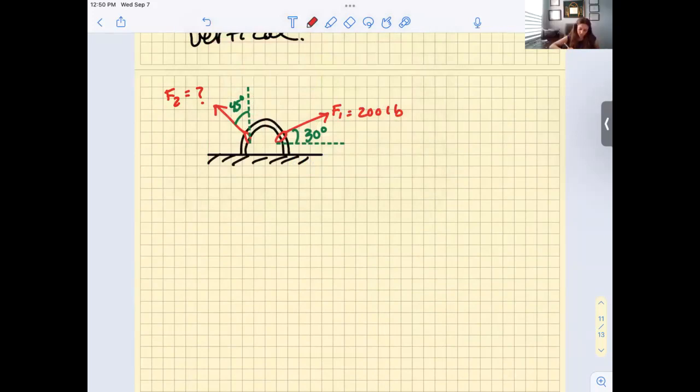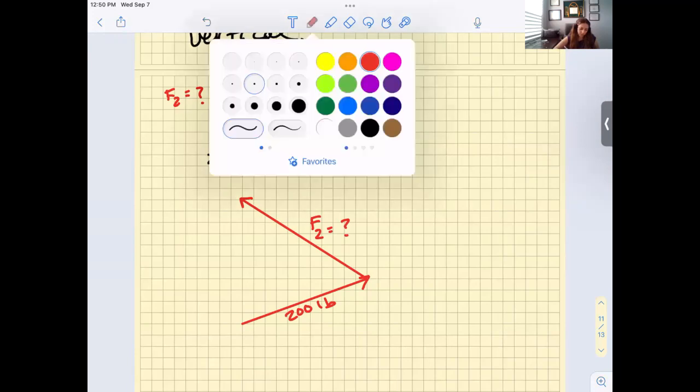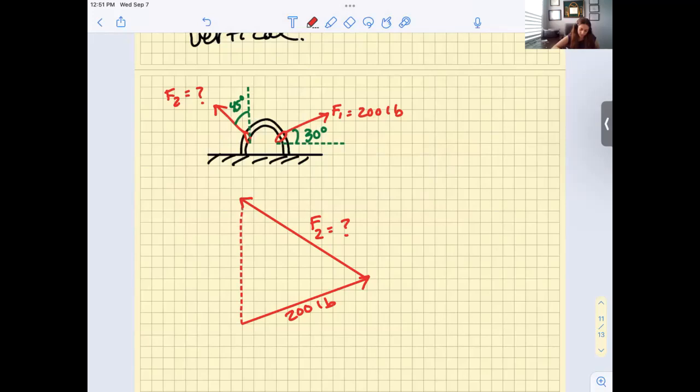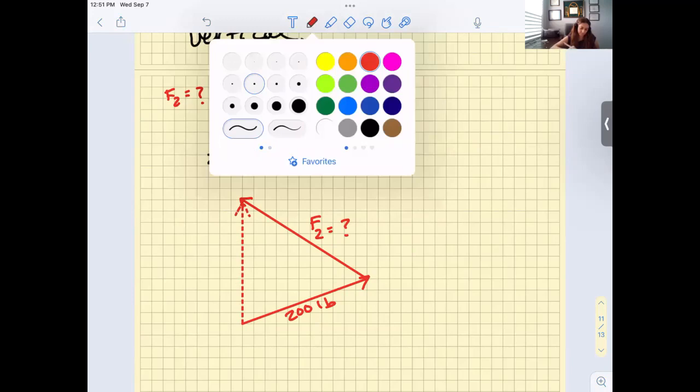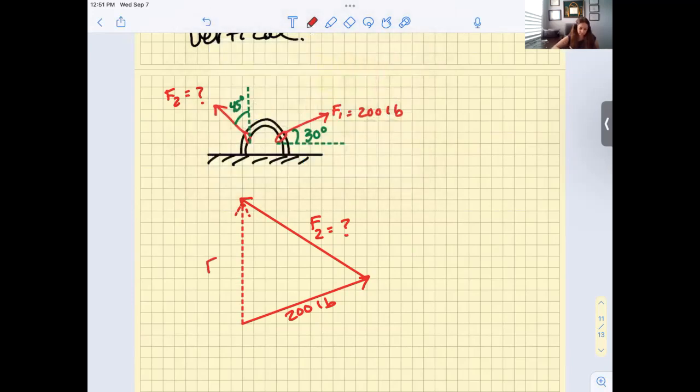So we've got our F1, which is 200 pounds. We have our F2, which we don't know. And we are given, remember, it said that the resultant force is vertical. So we know that the start and end is a vertical line. So that's the resultant force. We'll call it FR for resultant force.